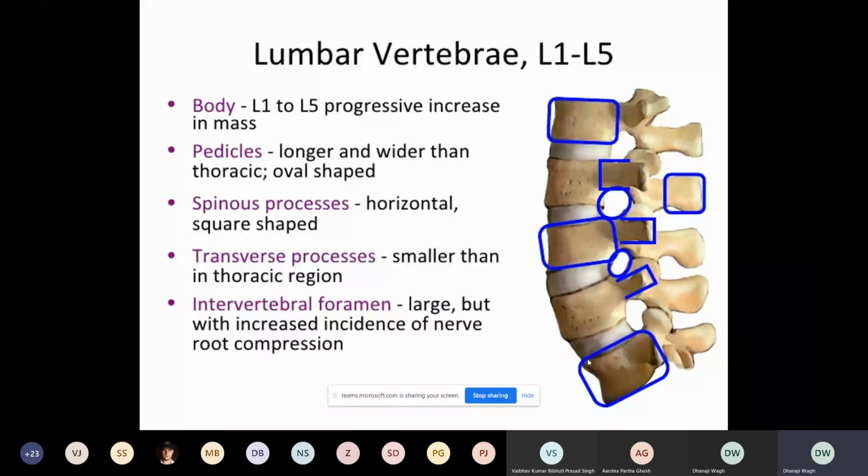Transverse process is smaller than the thoracic vertebrae. You can see all these parts one by one. Next slide. And regarding its intervertebral foramen, it is large but with increased incidence of nerve root compression. So this is the introduction of the lumbar vertebrae. The lumbar vertebrae are 5 in number. It has body, pedicles, spinous process, transverse process, lamina, intervertebral foramen. All these parts are there.